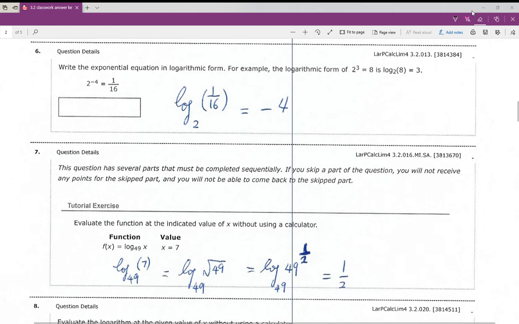Number 7, evaluate. You change x to 7. If you want to use a calculator, that's okay. But if you want to calculate by hand, this one is a little hard, but not too hard. 7, you want to change it to base 49. How can you change 7 to base 49? The square root of 49 is 7. Or you say base is 49, exponent is 1/2.